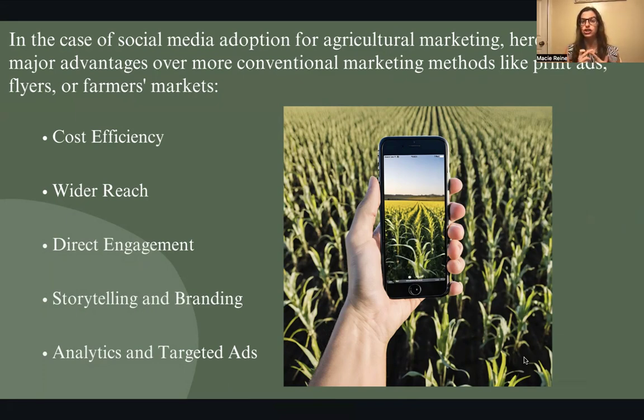Social media platforms such as Facebook, X, TikTok, Instagram, they all offer free or low-cost marketing options. This is particularly beneficial for farmers or businesses that have limited resources and low budgets. Compared to expensive traditional methods like infomercials, print ads, social media is a much more cost-effective way to reach a wider audience. Which brings me to my next point, a wider reach.